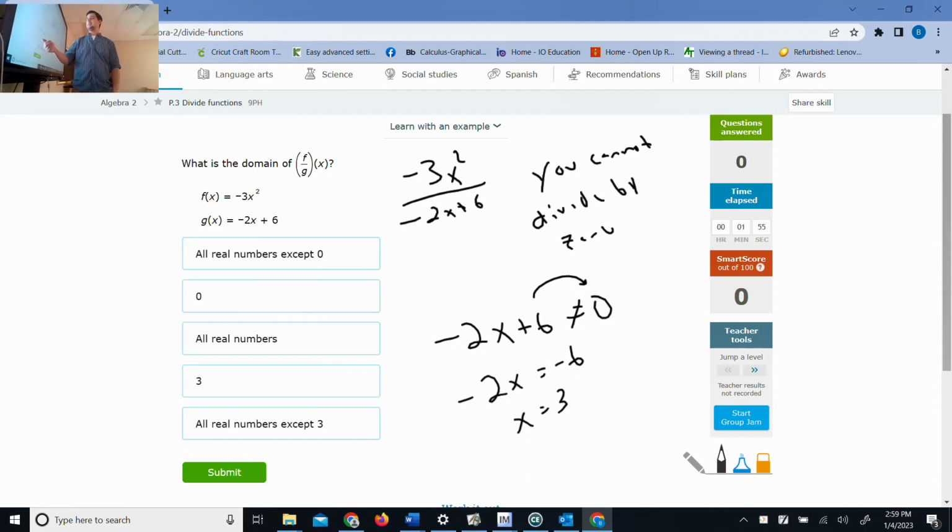I'm just curious how many of these are like that. Oh, it says, what is the domain? I almost missed this myself. I said x couldn't be 3. It means x can be everything else but 3.